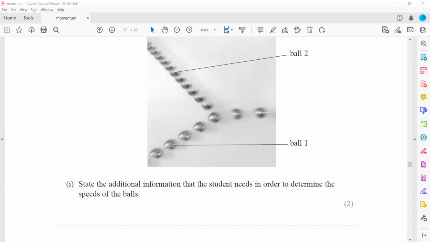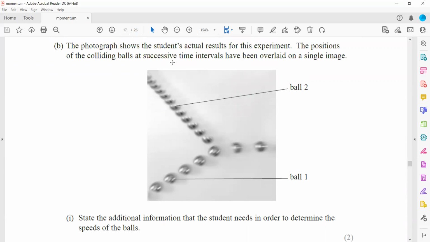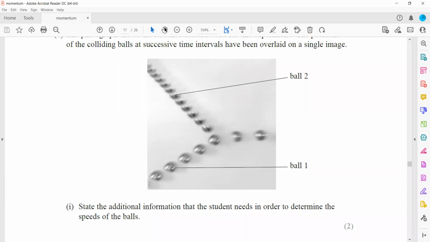So how can the student determine the speed of the ball? Because speed is distance divided by time. So what we need: if we measure, we should first know the scale of this image. For example, if this line is representing 1 centimeter, then it is actually equal to how many meters?